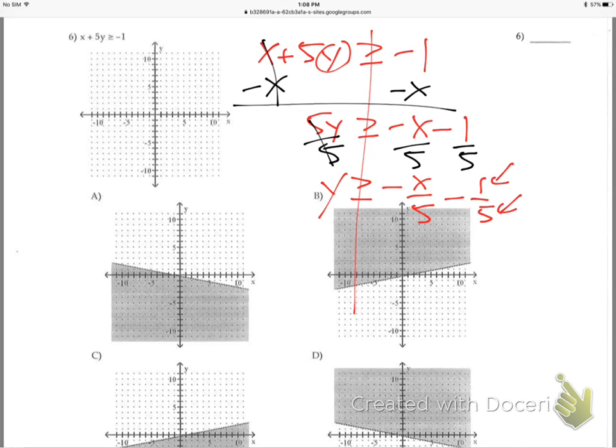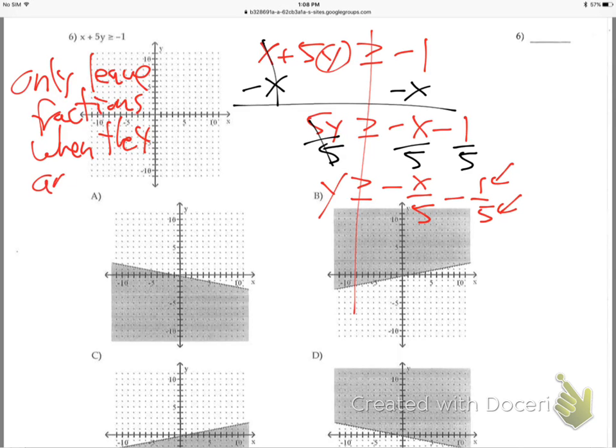Down 1 over 5. No, that's not a slope. It's not next to x. But that's a very common mistake, right? That's not a slope. That's not next to x. Remember, we only want to leave fractions when? When they're a slope. When are they a slope? When they're next to x. Are you with me? So let me write a note about that somewhere. Only leave fractions when they are a slope next to x.